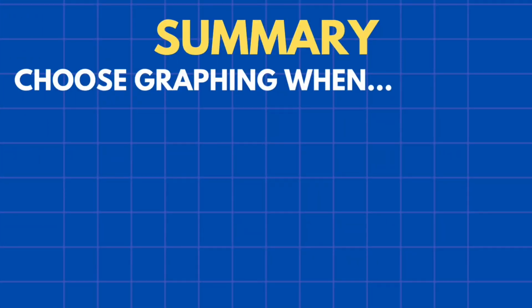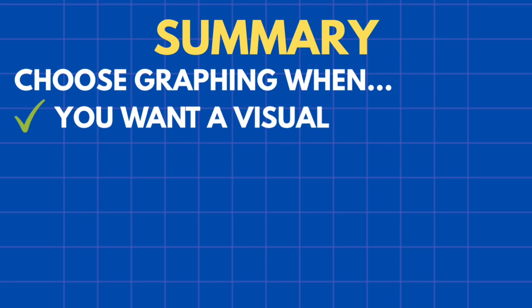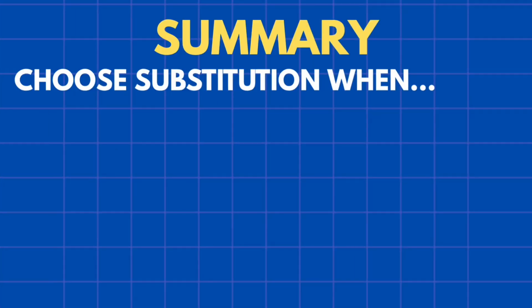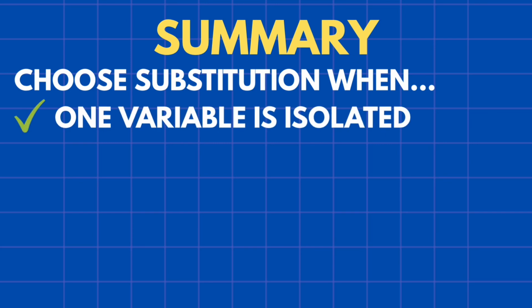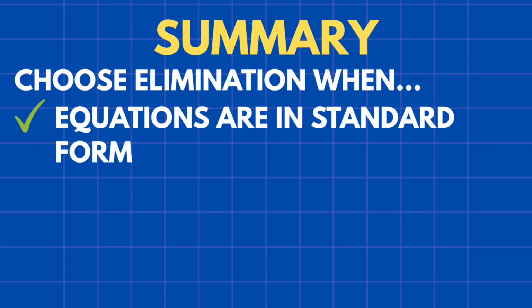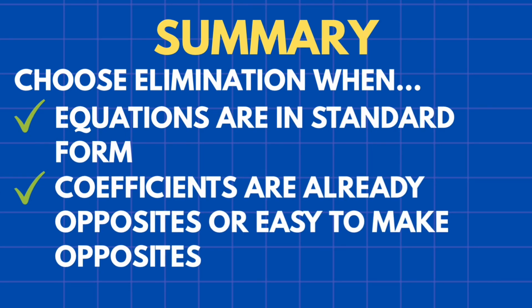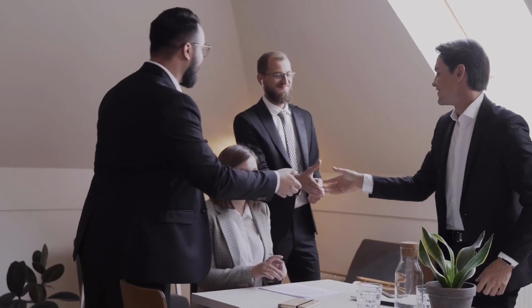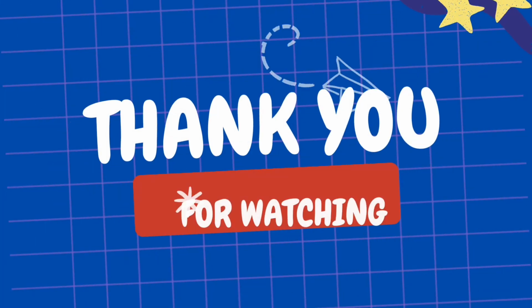Let's summarize what we've just learned. When choosing a method to solve your linear systems of equations, choose graphing when you want a visual, you're asked to graph, or the solution appears easy to read. Choose substitution when one variable is already isolated, or it can be isolated quickly. Lastly, choose elimination when equations are in standard form, coefficients are already opposites, or they're easy to make opposite. Congratulations! We successfully learned how to determine which method to use to solve systems of linear equations.